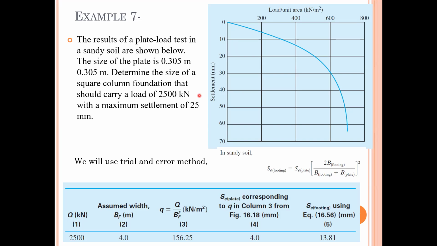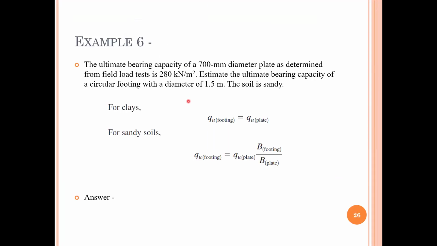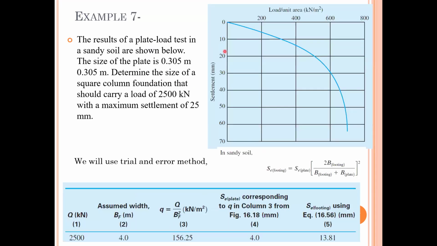There's another example. There, as you could see earlier, the ultimate bearing capacity was given, 280. Now you have to read this through the given diagram. This sort of diagram is a result of the field test. So let me use red color. Okay. So sandy soil. The plate size is given. It seems like a square plate.